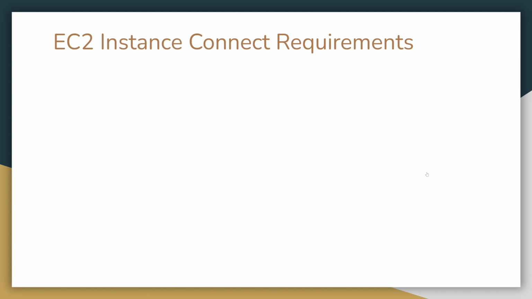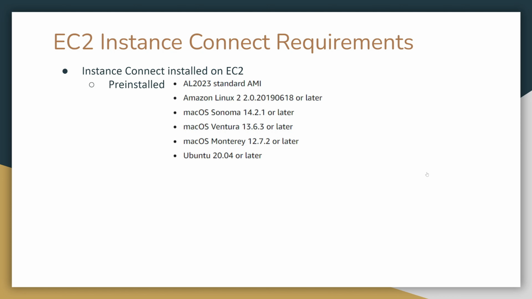Now let's take a look at EC2 Instance Connect requirements. The first requirement is that Instance Connect must be installed on the EC2. And there are AMIs that have Instance Connect pre-installed, and those AMIs are Amazon Linux 2023 standard AMI, Amazon Linux 2 or later, macOS Sonoma, Ventura, and Monterey, and Ubuntu 20.04 or later. And for our presentation, we will be using instance where Instance Connect is already pre-installed.